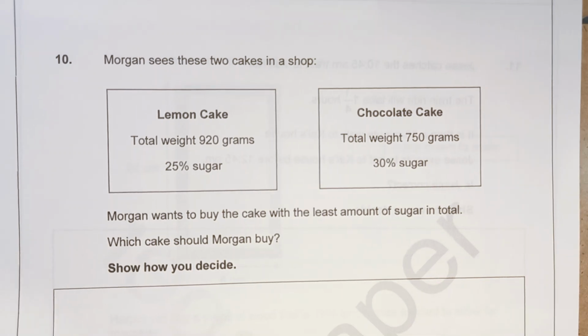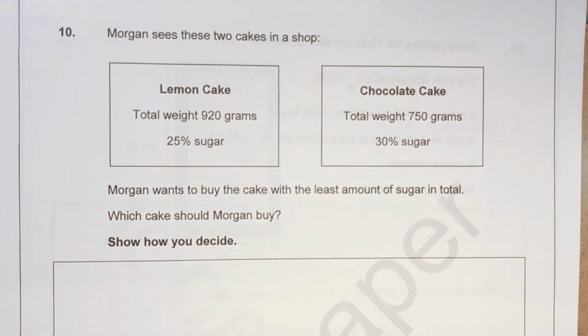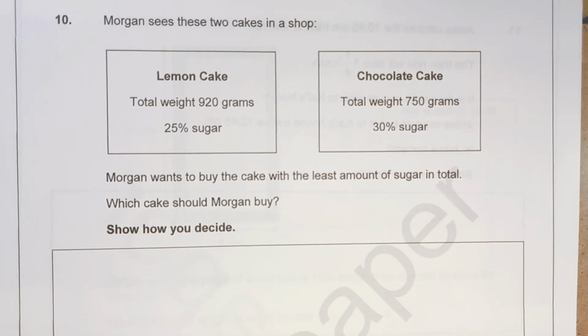Question 10. Let's move this up. Morgan sees these 2 cakes in a shop. We've got lemon cake. Total weight is 920 grams, and it's got 25% sugar. Well, we've got a chocolate cake. Total weight is 750 grams with 30% sugar. Morgan wants to buy the cake with the least amount of sugar in total. Which cake should Morgan buy?